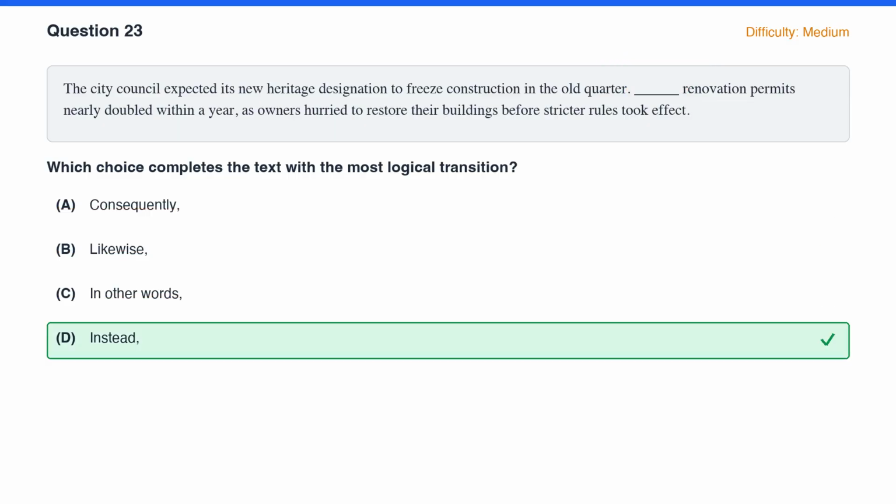Instead is right because the second sentence reverses the expectation. A predicted freeze became a building boom. The takeaway: when the outcome defies what was expected, reach for a contrast transition like instead.